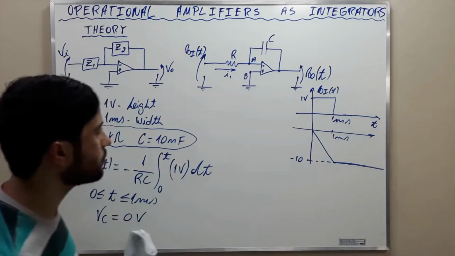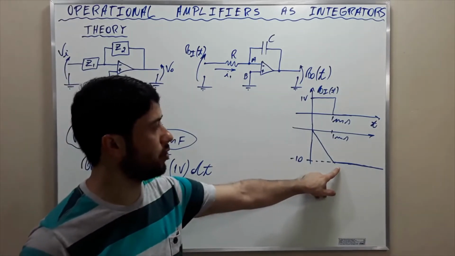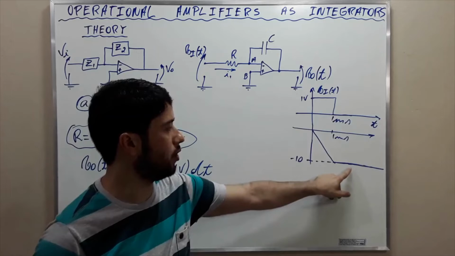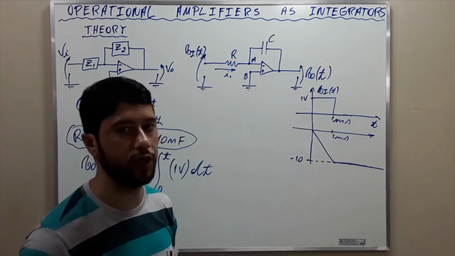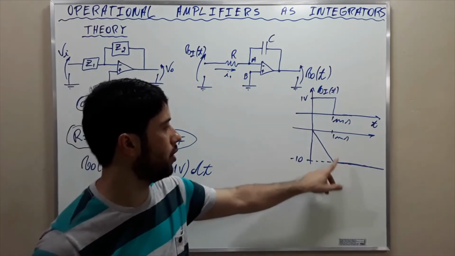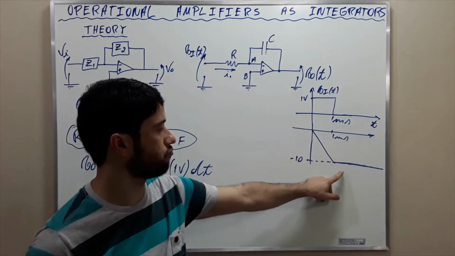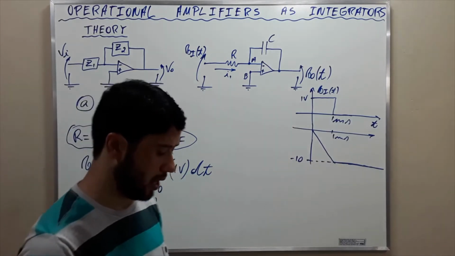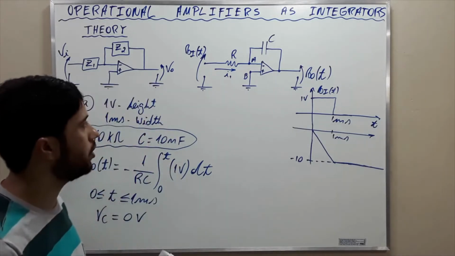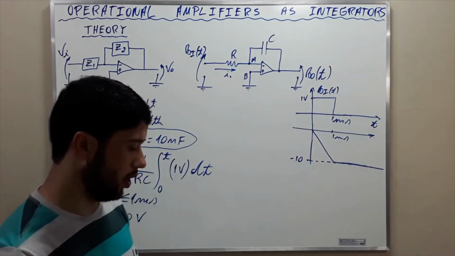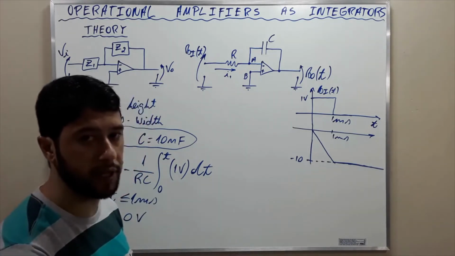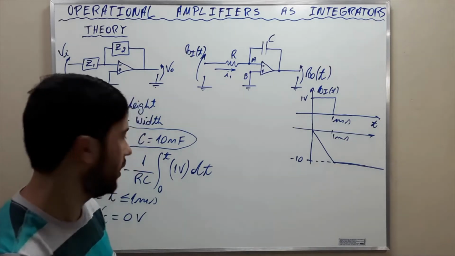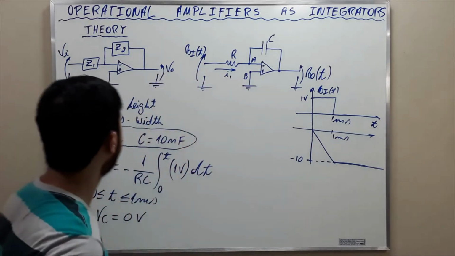Alright? The output voltage is not going to return to 0. The output voltage is going to stay at negative 10 volts. This is a problem we need to deal with, because we wish the output voltage to return to 0. How can we do this? How can we make this happen? We are going to implement the exercise of letter B. Okay? In letter B, we are going to fix this problem.